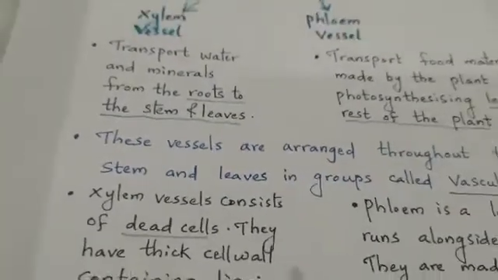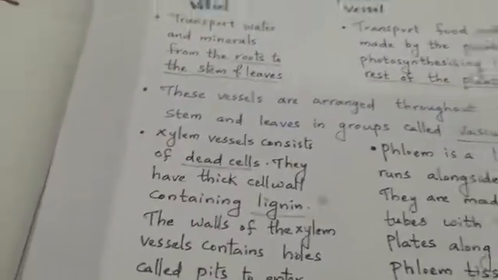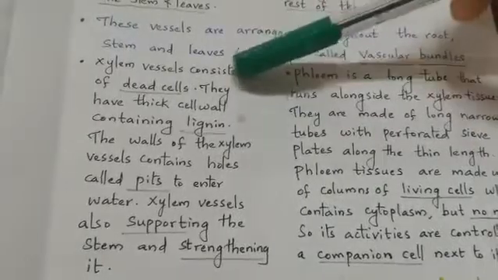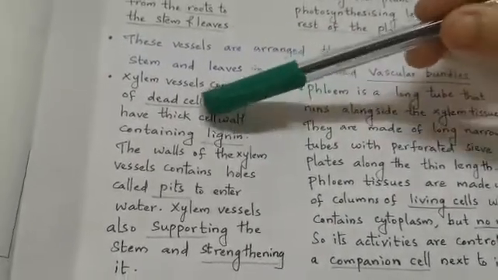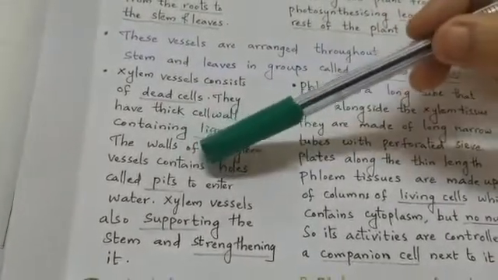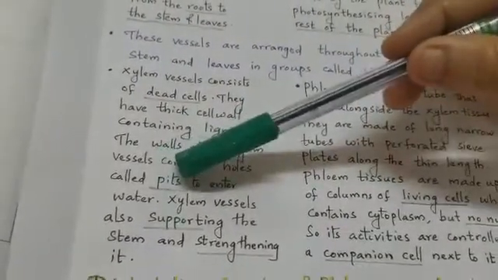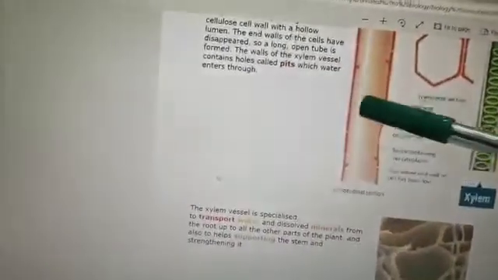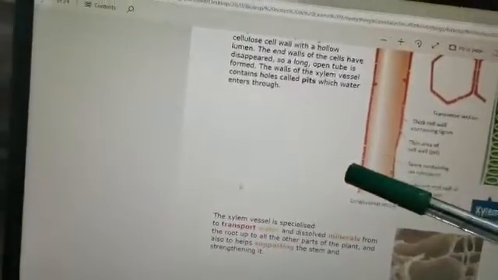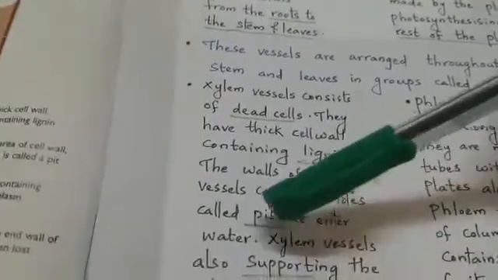If you look here, you can see the structure of the xylem again. Xylem vessels consist of dead cells. They have thick cell walls containing lignin. The walls of the xylem vessels contain holes called pits. As I told you, these are the pits on the edges, the holes to let water enter inside.